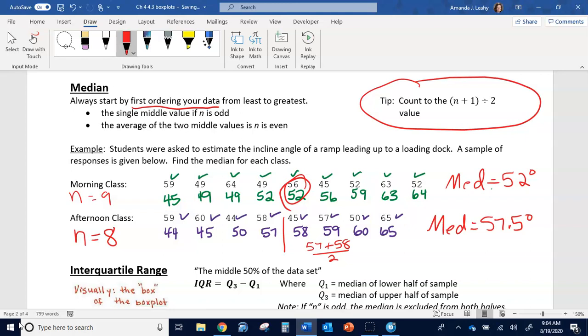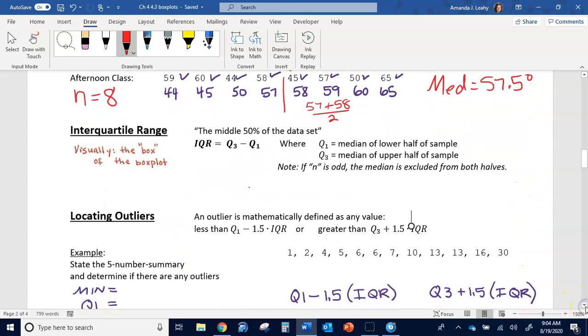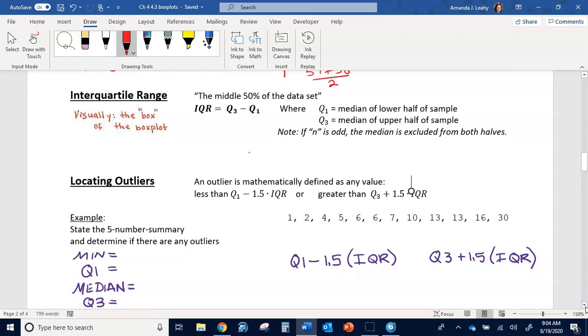So I would say the median value of the afternoon class, 57.5 degrees, was greater than the median value of the morning class. The other thing I want to be able to determine in order to make a box plot is where the outliers are. The outliers, I'm going to need the interquartile range in order to figure those out. The other thing that interquartile range gives me is a measure of spread around the median.